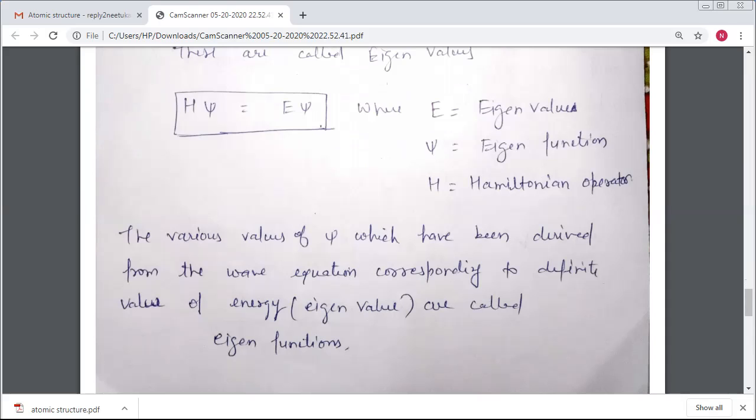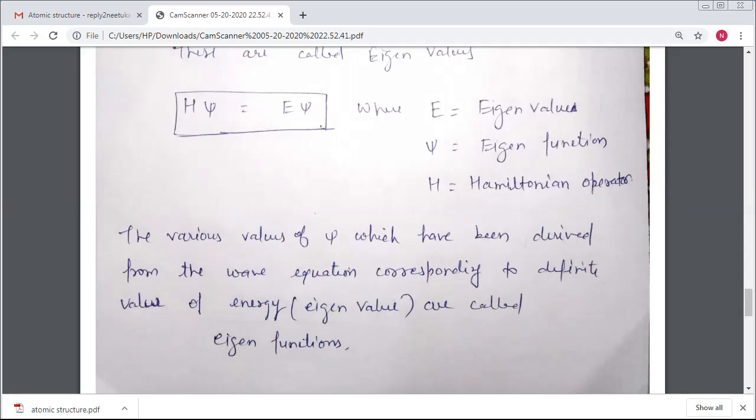Here the capital E represents the eigenvalue, the psi is the eigenfunction, and the H is the Hamiltonian operator. So these are the various values of psi which have been derived from the wave equation and the corresponding definite value of energy. So this is called the eigenvalue and this is called the eigenfunction.